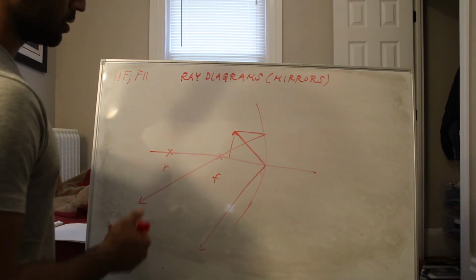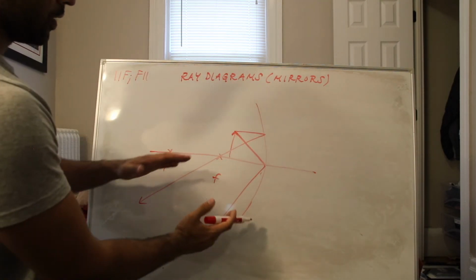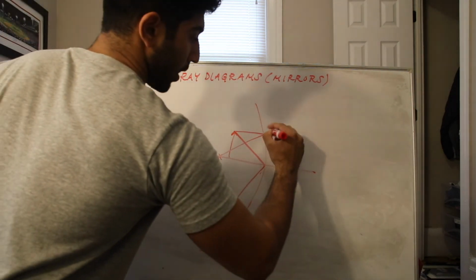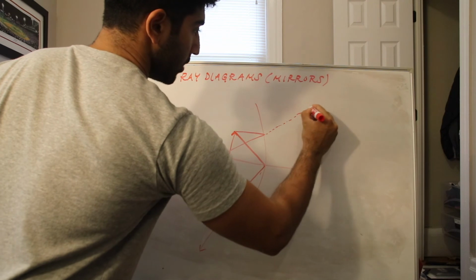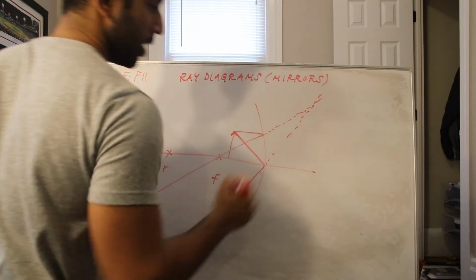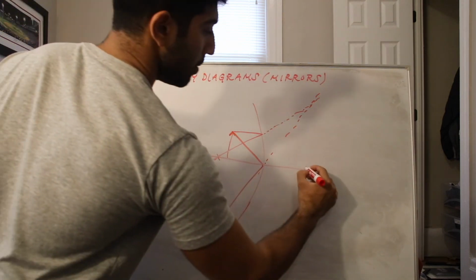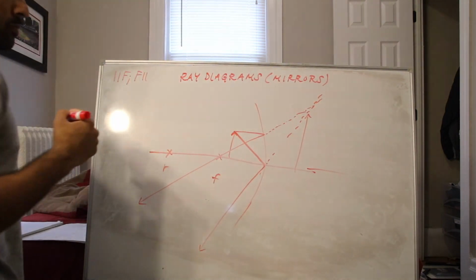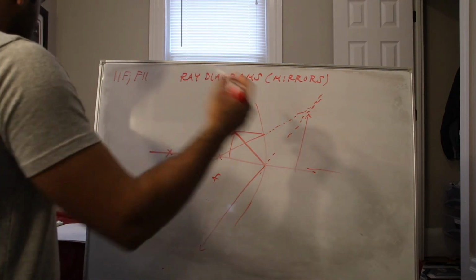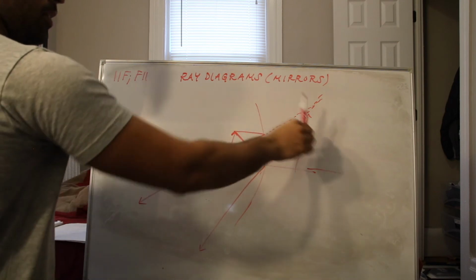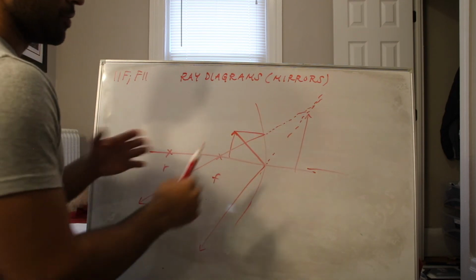So we have to look into the mirror. When they don't converge here, we have to extend these rays back as if they went through the mirror, as if they originated from a point inside the mirror. And you get that they converge right here. So that means we have an image right here. That image is magnified, it is erect, still standing up straight. It's behind the mirror, which means it's a virtual image.